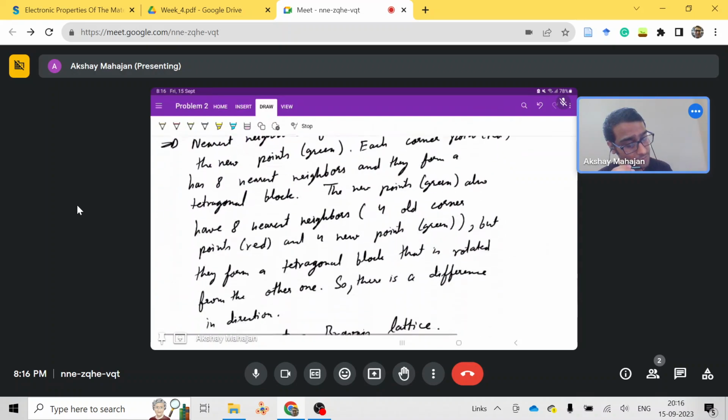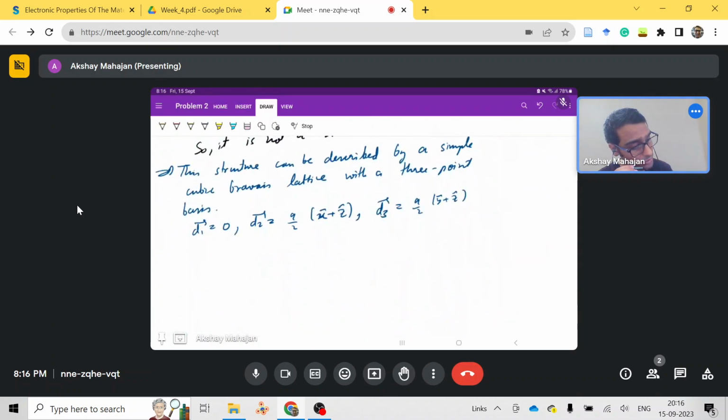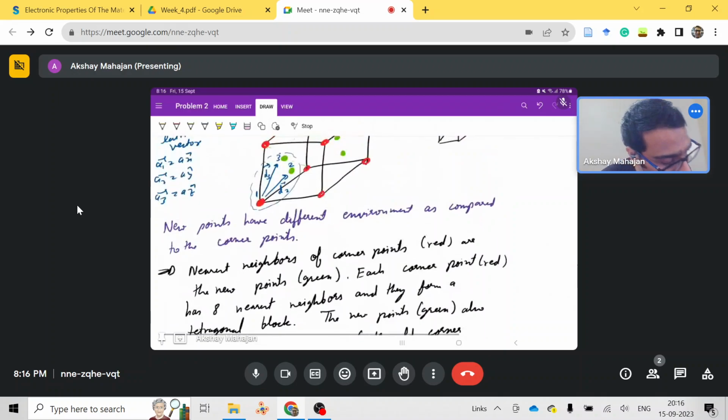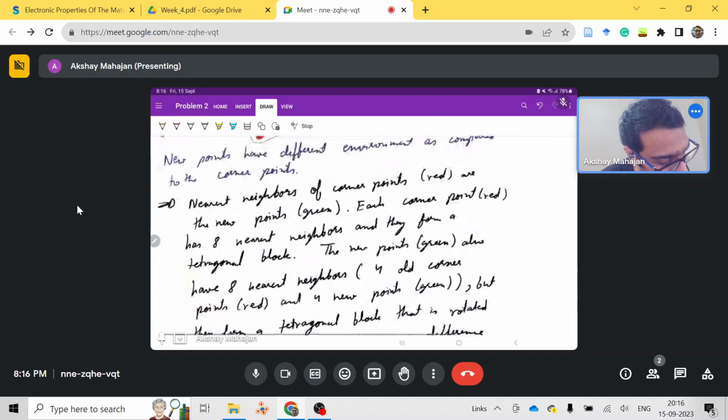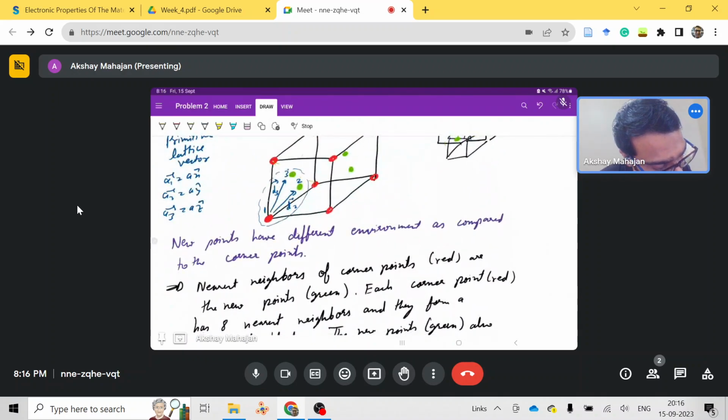Here I have drawn this thing, so this is actually minus d3 vector. This will be a by 2 (y cap plus z cap). So y cap is in this direction, so d3 will come in this way. Okay, d2 is in this way and d3 will come in this way actually, because if you have x cap and y cap, then z cap is in the perpendicular direction.